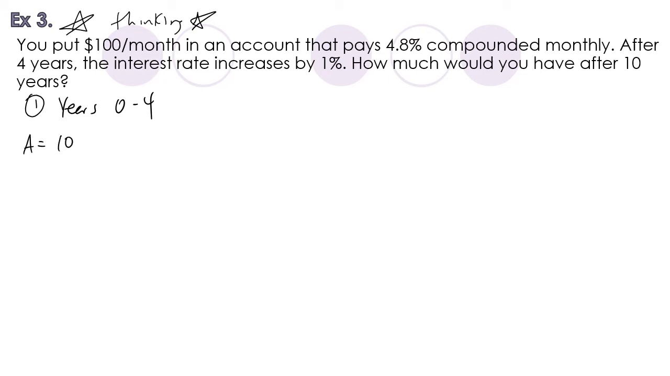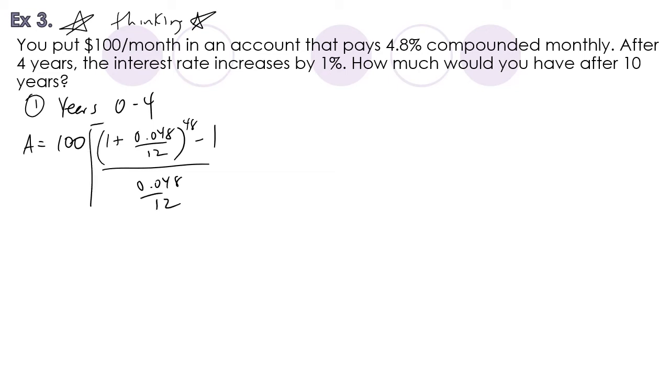My payment, $100, times 1 plus 0.048 over 12, since monthly is 12. 12 times 4 is 48, minus 1, all over 0.048 over 12, in square brackets. I'm going to take the training wheels off. I'm not going to walk you through the calculation. Pause it, try it yourself, make sure you get what I get. So at the end of 4 years, you would have $5,280.16.